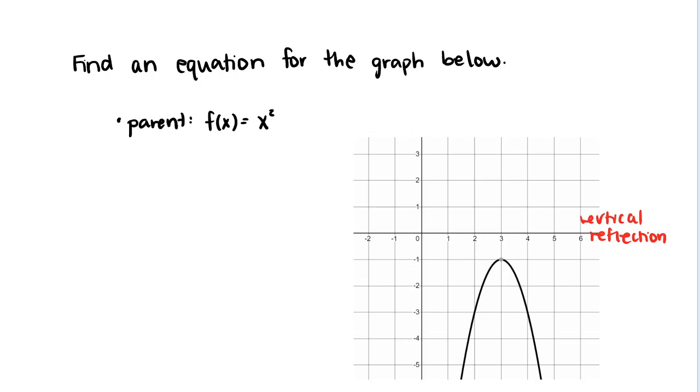Another thing I see is that this function is shifted to the right 3 units and shifted down 1 unit from our typical f of x is equal to x squared graph. And there's also some stretching going on. If you're pretty familiar with the x squared function, you might be able to identify this just by looking at it. But if not, that's okay. We can do some mathematics to figure out exactly what the stretch is. So there's some sort of stretch.